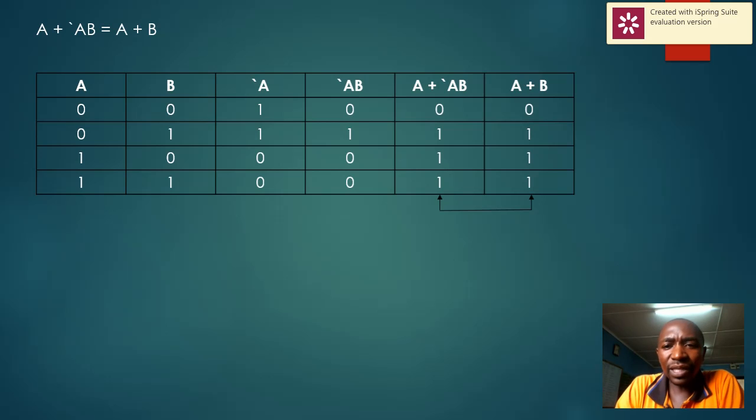Okay, now on the last column there, we have got A plus B. Now, A plus B, we are going to add the first two columns, A and B. So 0 plus 0 gives you 0. 0 plus 1 gives you 1. 1 plus 0 gives you 1. And 1 plus 1 gives you 1.